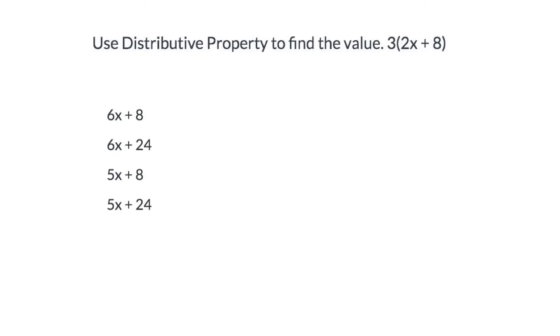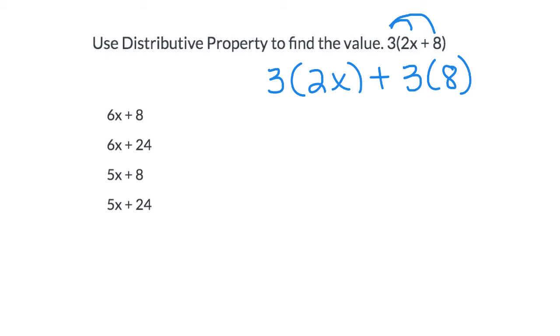Our second question, use the distributive property to find the value. Now remember, the distributive property takes the outside number and multiplies it inside. So we have 3 times 2x plus 3 times 8. 3 times 2x is 6x plus 3 times 8 is 24. So 6x plus 24 is our correct answer.